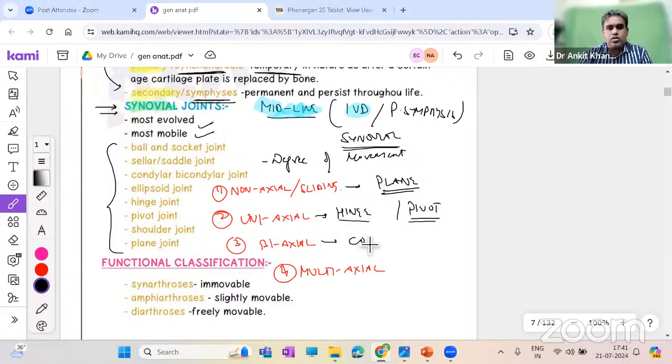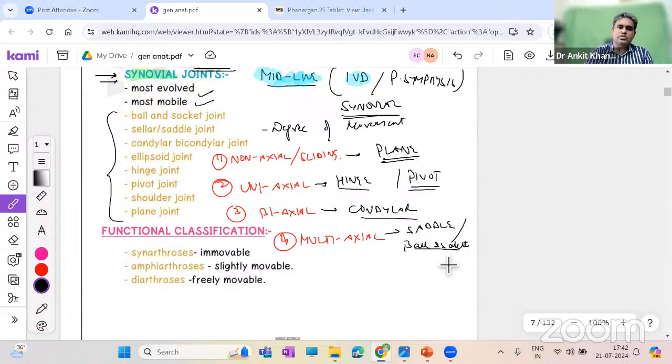Then biaxial joints, condylar joints are biaxial joints. For example, the fingers between the metacarpal and the phalanges, the metacarpophalangeal joint, the knuckle. You have flexion and extension, and you have this movement also, adduction and abduction. Those are condylar joints. Multi-axial will have examples like saddle and ball and socket. Ball and socket, I am sure you all must know.